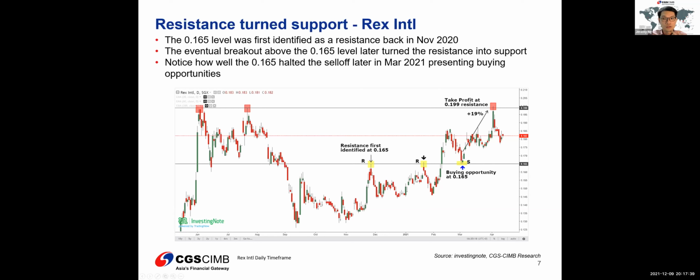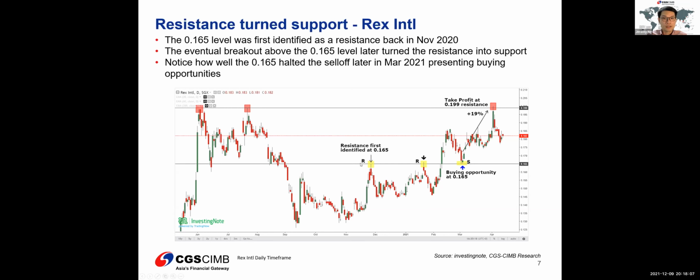And how we will continue to use this level is the moment we break out above this point. Remember the previous slide, like I mentioned, once a resistance level is broken, usually when we do get a retest of that level, it would likely turn into a support. For this case over here, you can see in March, we retested this previous resistance at 16.5 cents, which eventually turned into a support where we started to see prices rebounding back up higher into an uptrend.